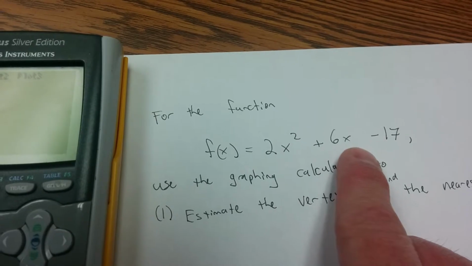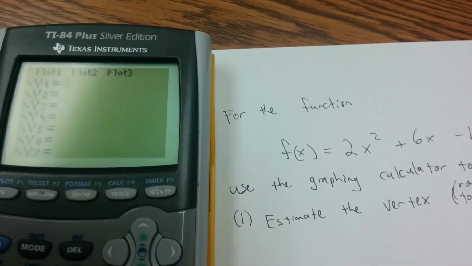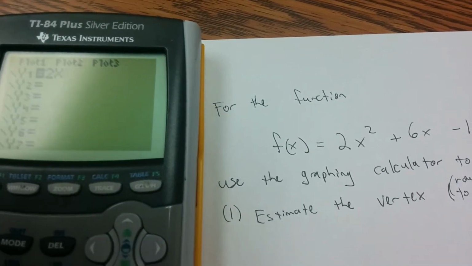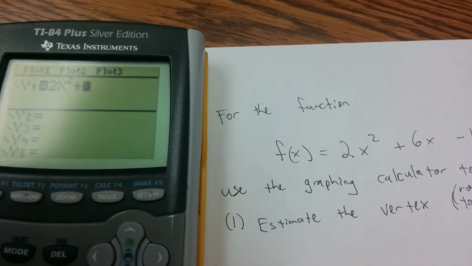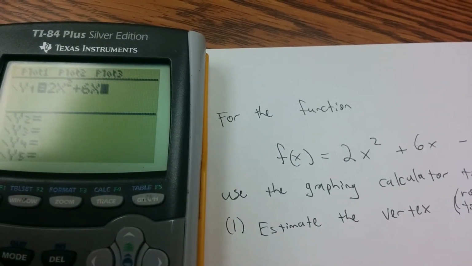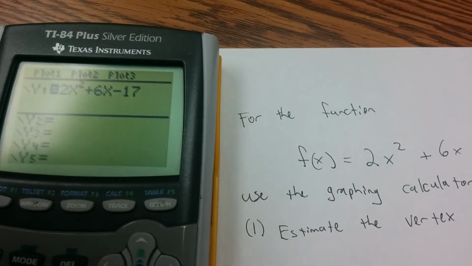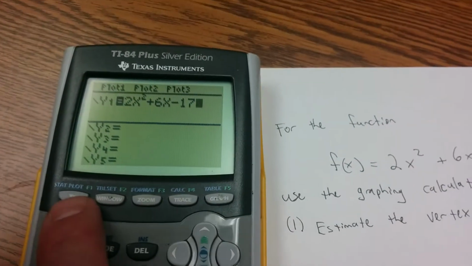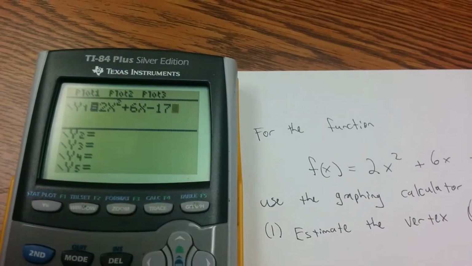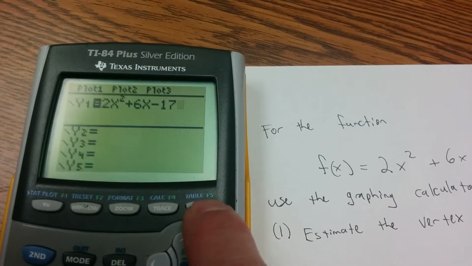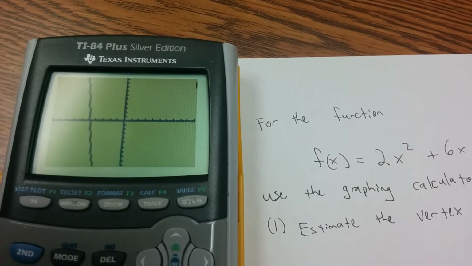So first thing I'm going to do is type in the function. So this function is 2x squared, plus 6x minus 17. Okay, so then after I've edited the equation under this y equals button, this is the equation editor, by the way, then I go over here and I hit graph, and that should show me the graph.